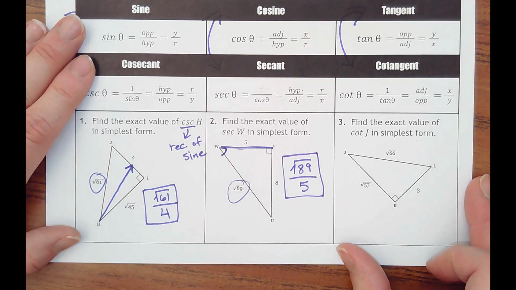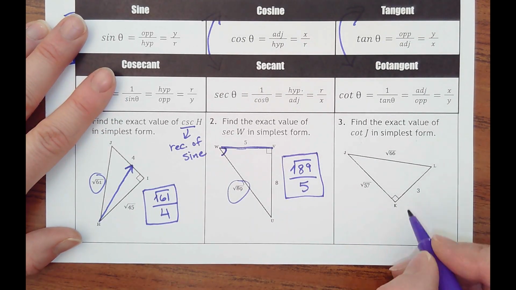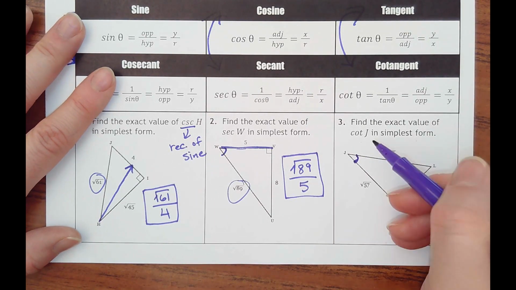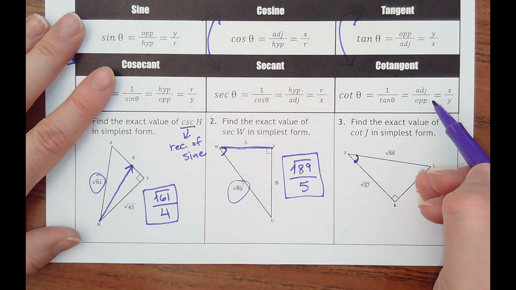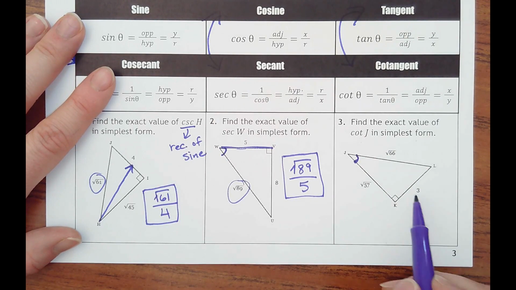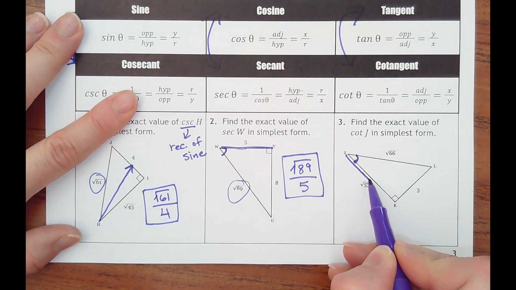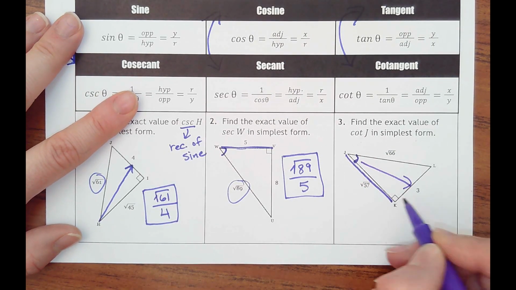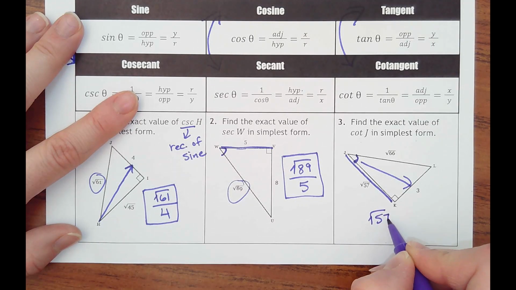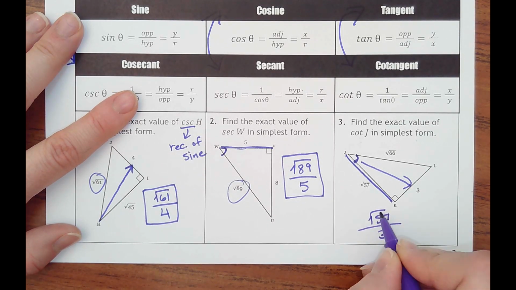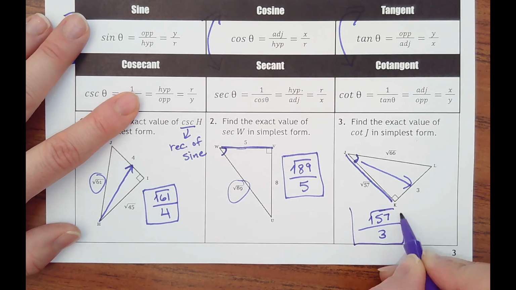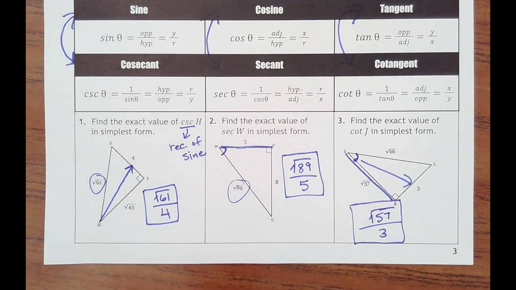And number 3, find the exact value of cotangent of angle J. Cotangent is the reciprocal of tangent, so we need adjacent over opposite. We don't need the hypotenuse. Adjacent over opposite. So we have square root of 57 over 3. And that's it. You just got to get used to the reciprocals.